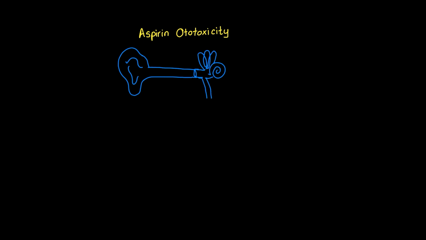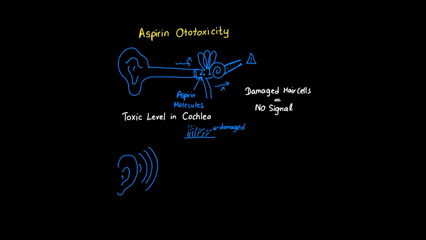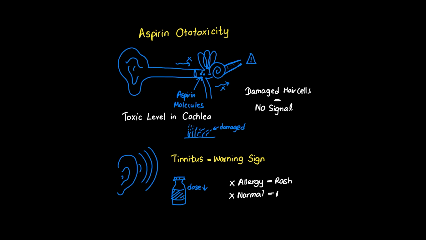Let's examine how aspirin toxicity specifically affects hearing through a process called ototoxicity. Aspirin in therapeutic doses inhibits prostaglandin synthesis, providing pain relief and preventing clots. However, when levels become excessive, aspirin accumulates in the inner ear's cochlea. Here it damages the hair cells responsible for converting sound waves to nerve signals. It also affects the 8th cranial nerve directly. The first sign is usually tinnitus, that persistent ringing or buzzing in the ears. This indicates toxic levels requiring immediate dose reduction or discontinuation. This isn't an allergic reaction, which would cause rash or breathing problems.